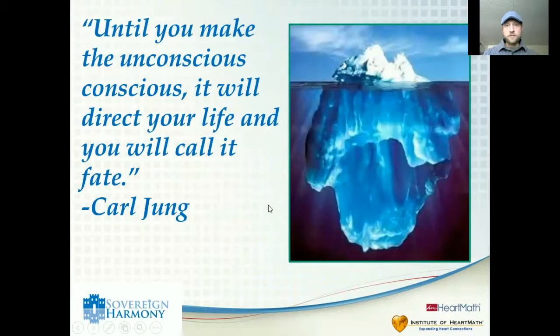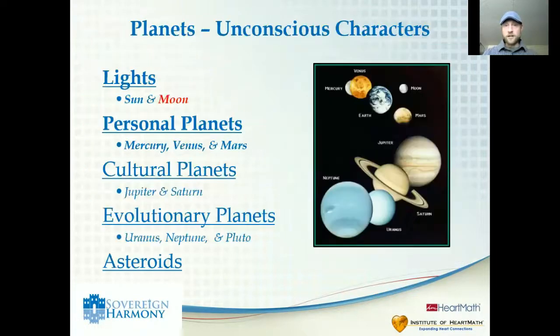So just a reminder, we're going to dive on into the unconscious. That's what the astrology does. It helps us uncover what is unconscious. And like Carl Jung says, until you make the unconscious conscious, it will direct your life, and we'll call it fate. So astrology has nothing to do with fate, but it does have to do with getting at the unconscious, making that conscious.